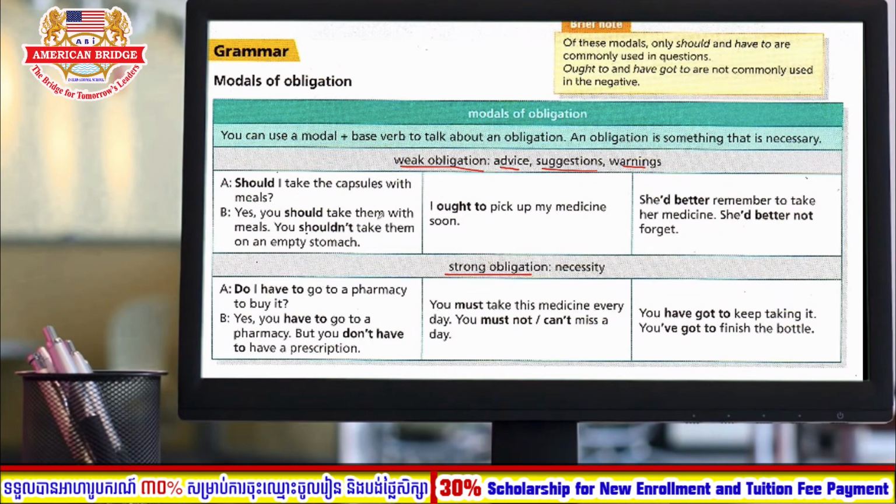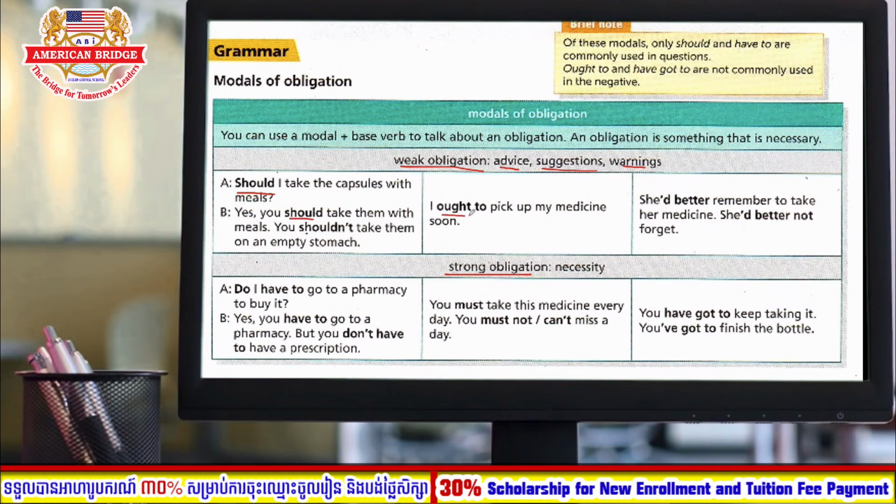The answer is yes, you should take them with meals. You shouldn't take them on an empty stomach. So these are just pieces of advice, right? We call these weak obligations, and we use the modal verb should to talk about advice.